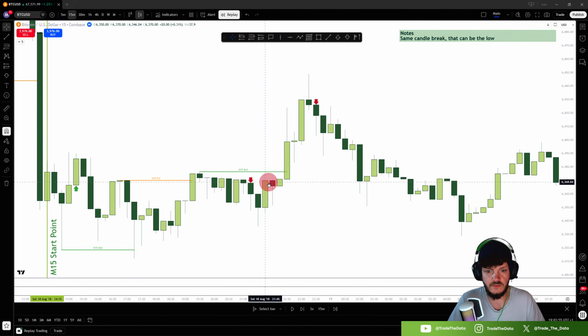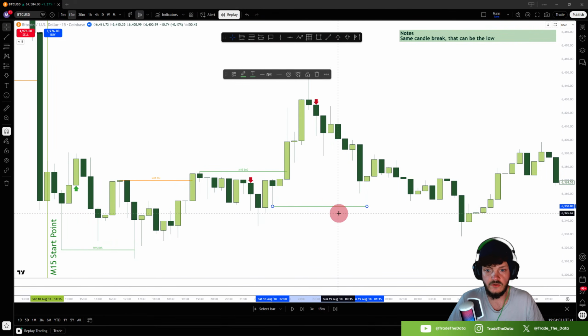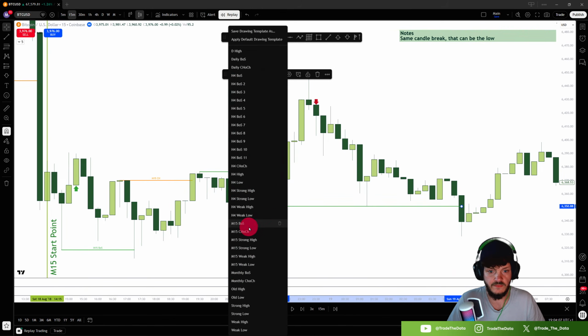Let me just have a look. So we go up, we go down. So yeah, it would be around here. So I'm going to take this as worst case, which is 1 wick to a shock. And M15 shock.